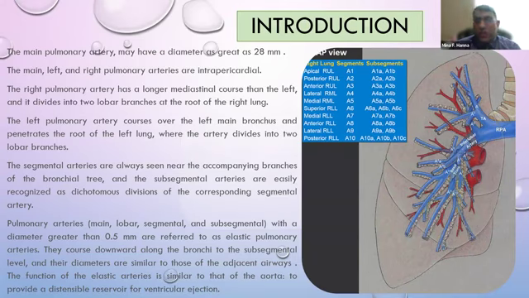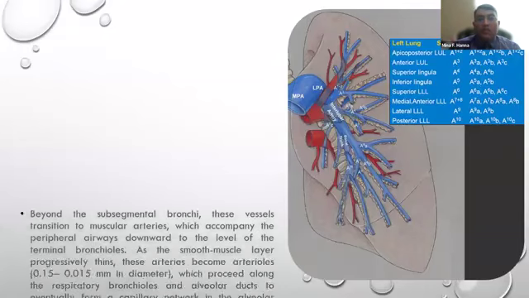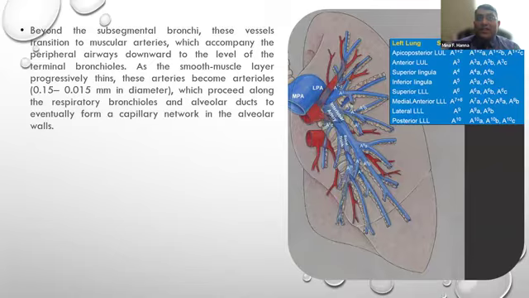The function of the elastic arteries is similar to that of the aorta, to provide a distensible reservoir for the ventricular ejection. The smaller arteries, less than 0.5 millimeters, the arterioles, have muscles in their walls. And these small arterioles are the place where there is thickening of the small pulmonary arteries, and they can increase the pulmonary arterial pressure. We will see that right now.